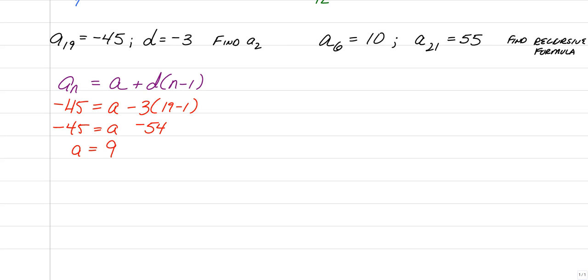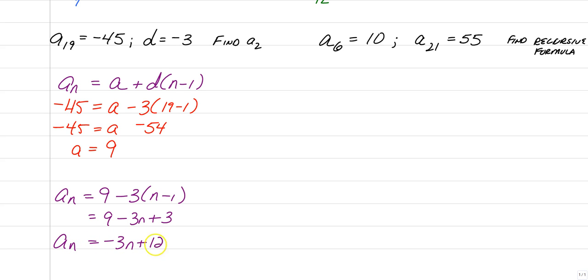So now we can go back and use that to find our equation for a sub n. So a sub n is equal to 9, our first term, and then minus our common difference of 3 times n minus 1. Distribute the negative 3, so that's equal to 9 minus 3n plus 3. So that means our a sub n is equal to a negative 3n plus 12. So we now have our formula.